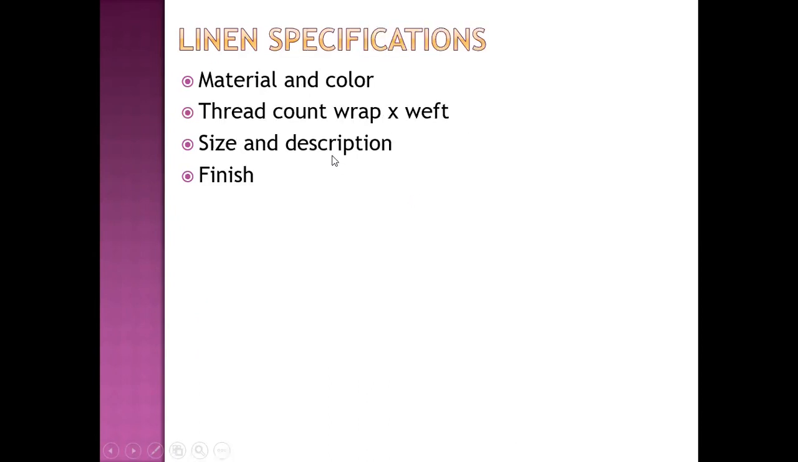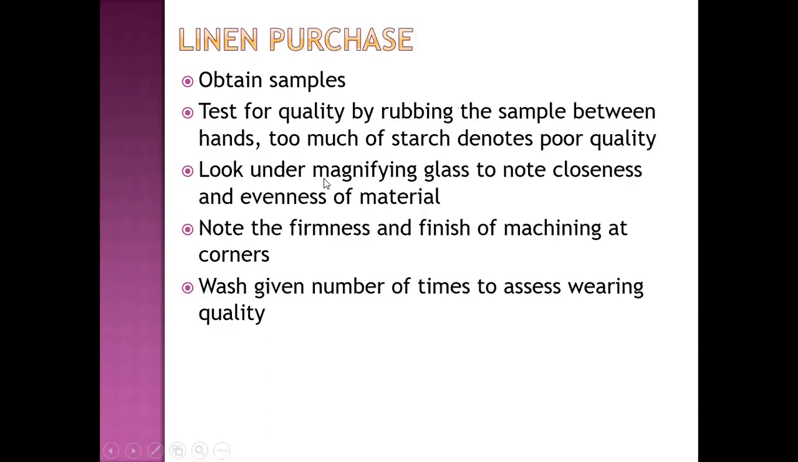Linen specifications include material, color, thread count, size, description, and finish. While purchasing linen, we obtain samples. Then we test for quality by rubbing the sample between hands. Too much of dust denotes poor quality. Then we look under a magnifying glass to note closeness and evenness of material. We note the firmness and finish of machining at corners. We also wash it a number of times to assess wearing quality.